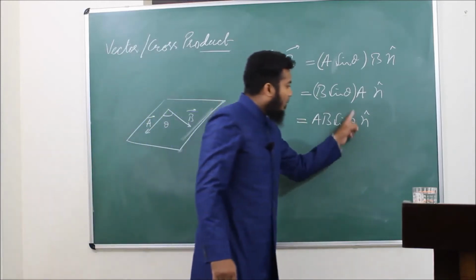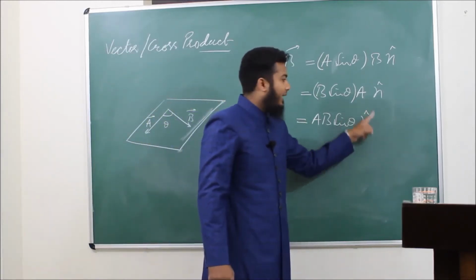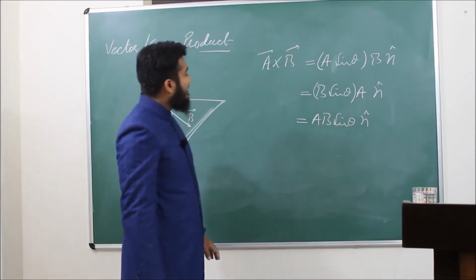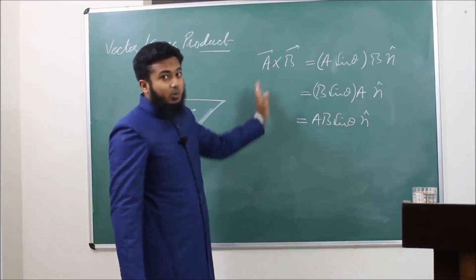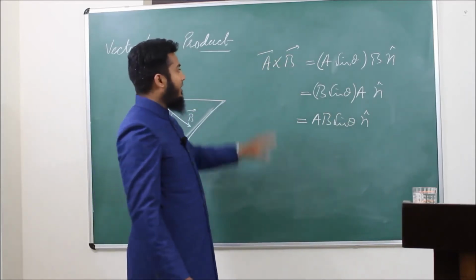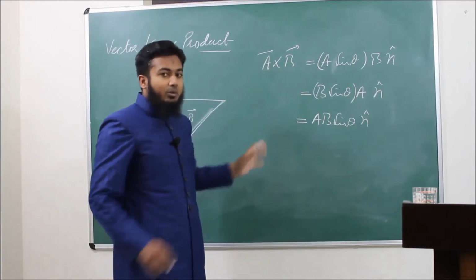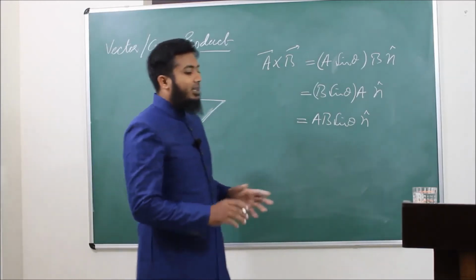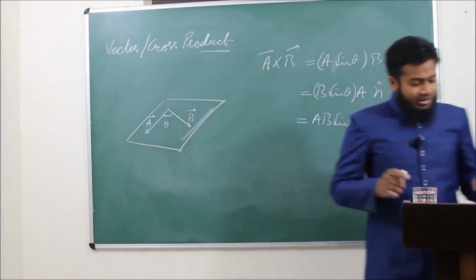We will see what is the direction of this n cap. Can I write A cross B equal to B cross A? We will have to see if A cross B and B cross A both give you the same direction, then the cross product will be commutative. We will see about it.